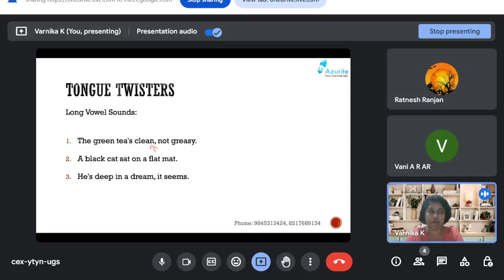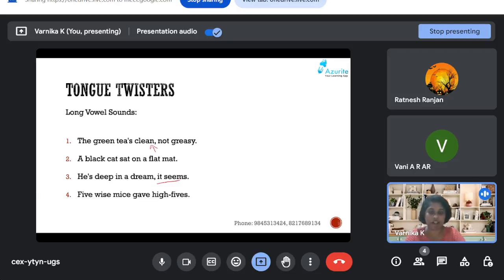It seems. You know what "it seems" means? People in Hindi say ऐसे दिखता है, right? So that's what it means. It seems. Okay. He's deep in a dream. It seems, ऐसे लग रहा है कि वो सपना देख रहा है. That's what the sentence means. He's deep in a dream, it seems.